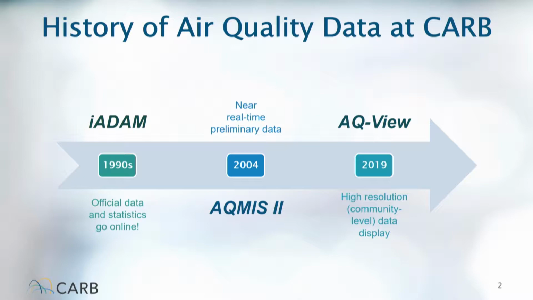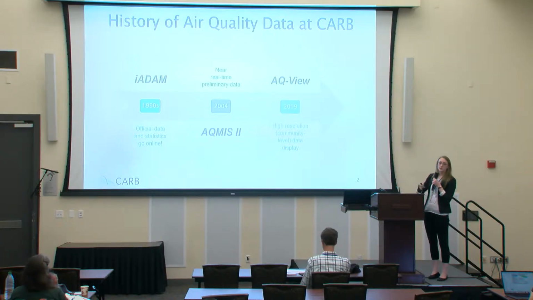These 2 tools, ADAM and AQMIS, have really done a great job of illustrating the air quality improvements that we've seen on a regional scale. But unfortunately, not all of the communities throughout the state have experienced the same improvements. So we've shifted our focus recently to these communities that are disproportionately experiencing these air quality burdens. Later this year, we will be launching a new tool that will focus on the community level air monitoring data.